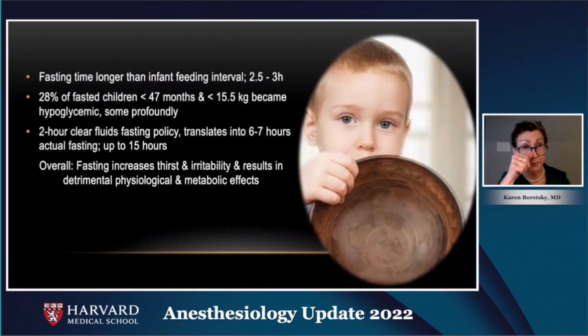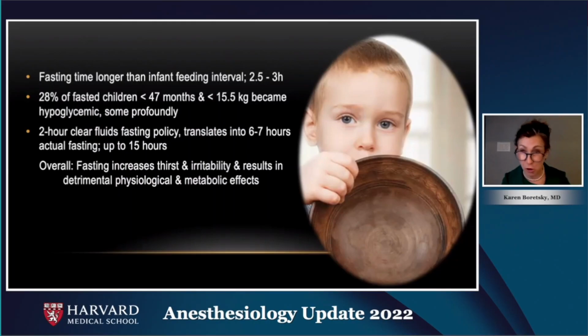Are these appropriate? We know that the fasting time in infants is longer than their usual feeding interval. Infants feed every 2.5 to 3 hours, so 4 to 6 hours is beyond what they're used to. 28% of our fasted children who were less than 47 months of age and on the smaller side, less than 15 kilos, become hypoglycemic, and some of these kids profoundly so. For many of our children and adults, the 2-hour clear fluids fasting policy translates into 6 to 7 hours of actual fasting time, and sometimes up to 15 hours in some studies.